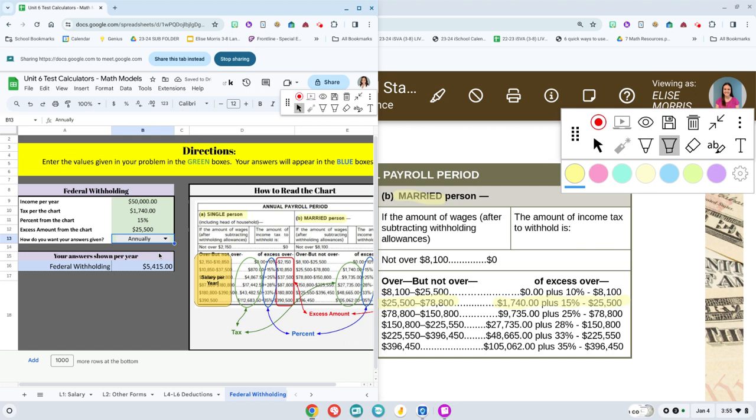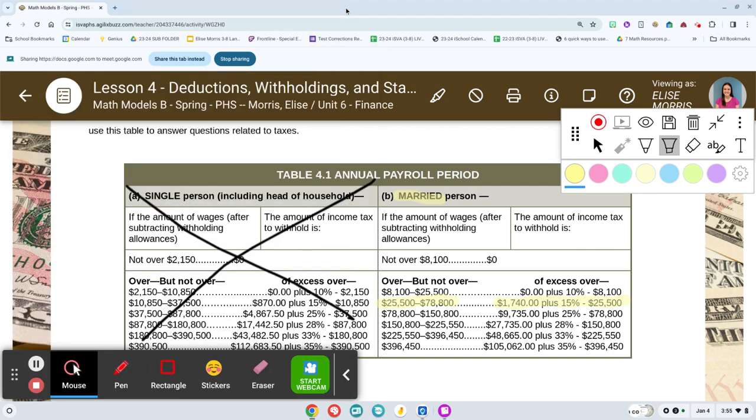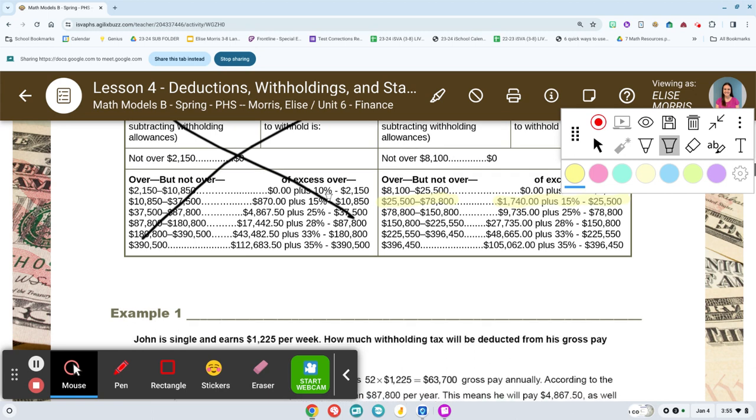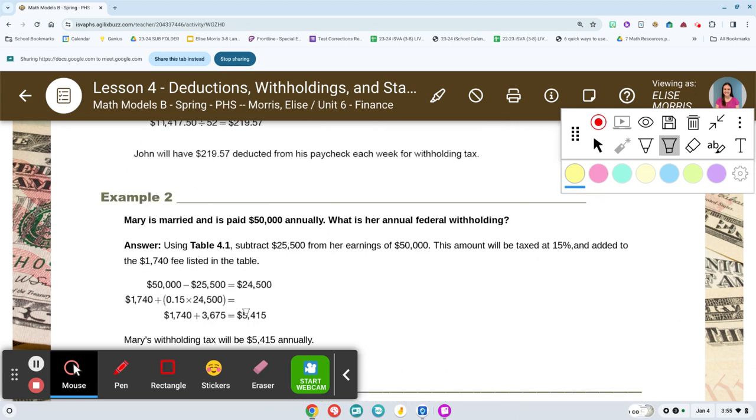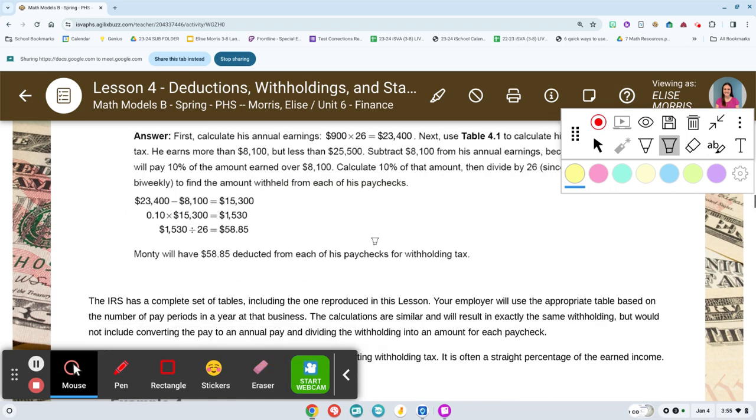That makes sense. It shouldn't be some outrageous number. Otherwise, you need to look back and check if you have an extra zero or if you deleted the percent sign or something like that. So $5,415 is the withholding. We can go down here and check it out. Yep, that is correct. Isn't that neat? All right, let's go ahead and look at your assignment.